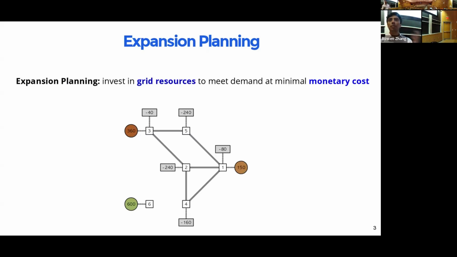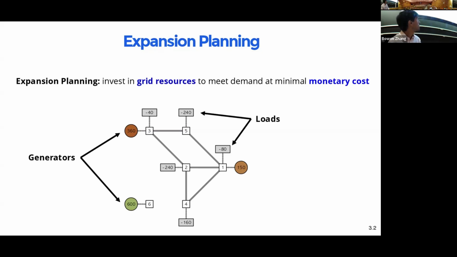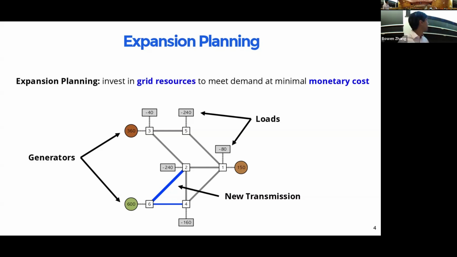And so the mathematical framework that we use to study this is called expansion planning. So here I have a small network with some generators and some loads. And the idea is we need to connect the little green generator to the rest of the loads. And so in this particular example, we build 2 new transmission lines there to connect that generator to the loads. And that's the optimal expansion plan.